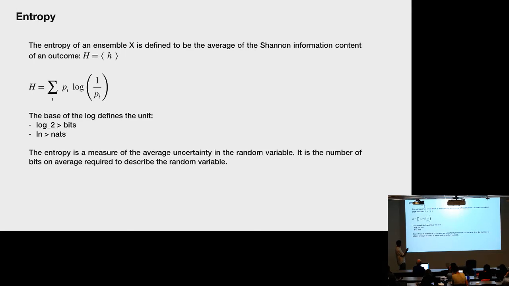Okay, so if you remember, H is log 1 over P. Now we need to take an average, but that's a weighted average because some symbols appear more often than others. So this is now Shannon's entropy for the process. If we use log base 2, we'll have an entropy in bits. If it's a natural log, it will be in nats. So it's a measure of the average uncertainty of my random variable.